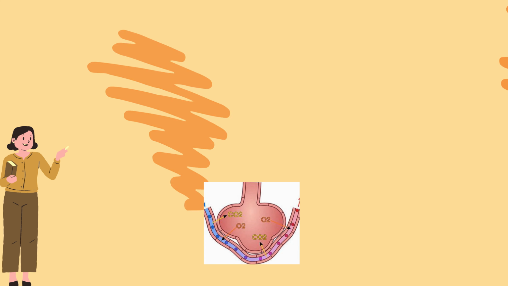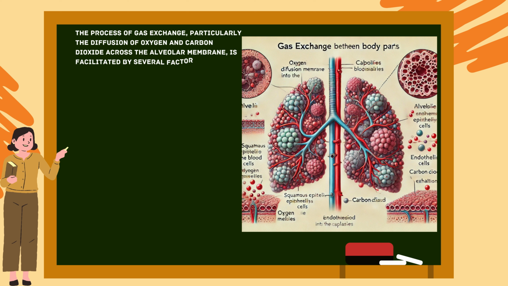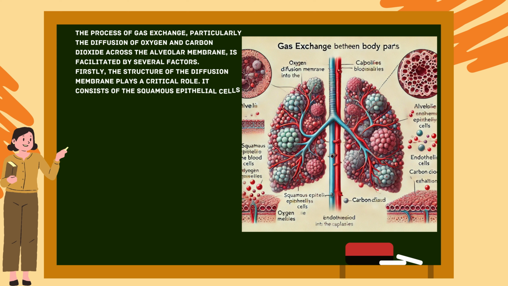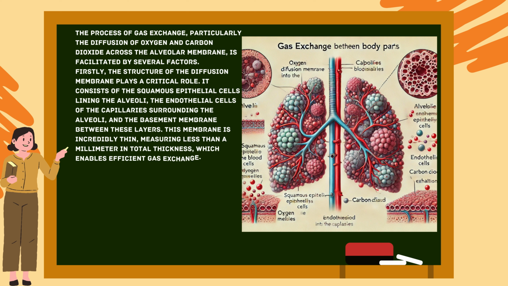The process of gas exchange, particularly the diffusion of oxygen and carbon dioxide across the alveolar membrane, is facilitated by several factors. Firstly, the structure of the diffusion membrane plays a critical role. It consists of the squamous epithelial cells lining the alveoli, the endothelial cells of the capillaries surrounding the alveoli, and the basement membrane between these layers. This membrane is incredibly thin, measuring less than a millimeter in total thickness, which enables efficient gas exchange.